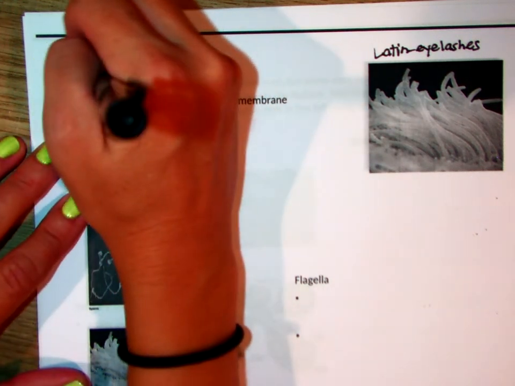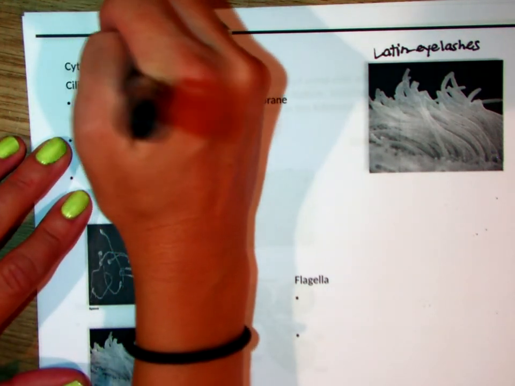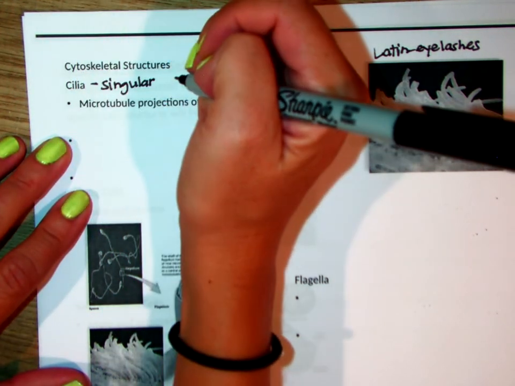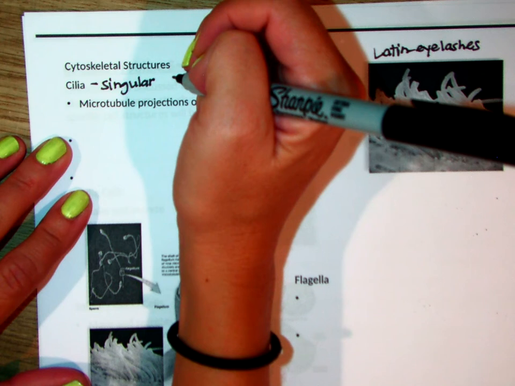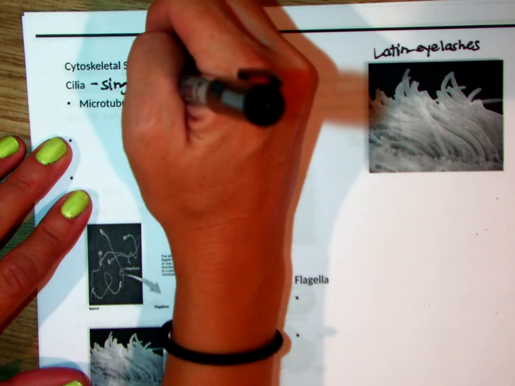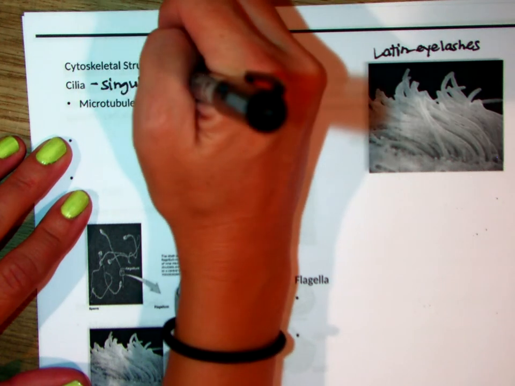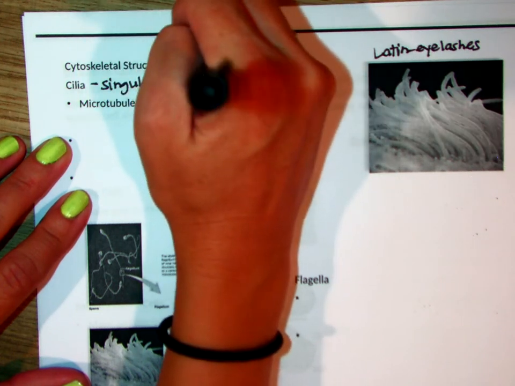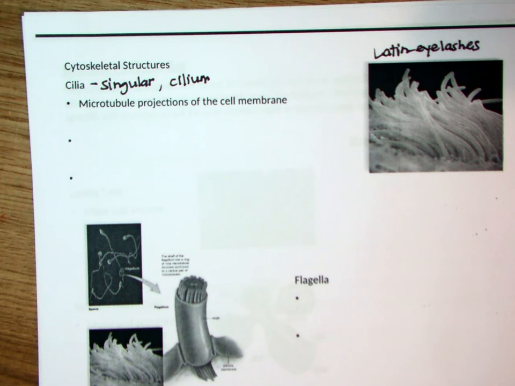And the singular term for cilia is, I think this was written on here wrong. I think it's cilium. And I think I spelled that wrong. I need to look that up.